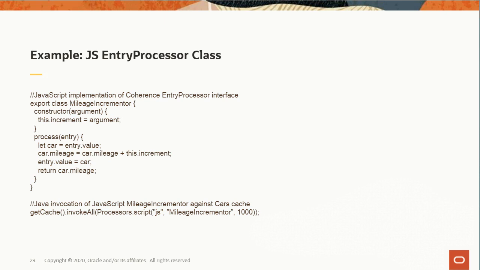Here is some Java code which invokes that entry processor. In this case, we're invoking it on every car in the cache of cars. We're asking for the entry processor written in JavaScript named mileage incrementer, and we're going to increment every car's mileage in the cache by 1,000. So those are examples of filters, aggregators, and entry processors written in JavaScript invoked from Java.